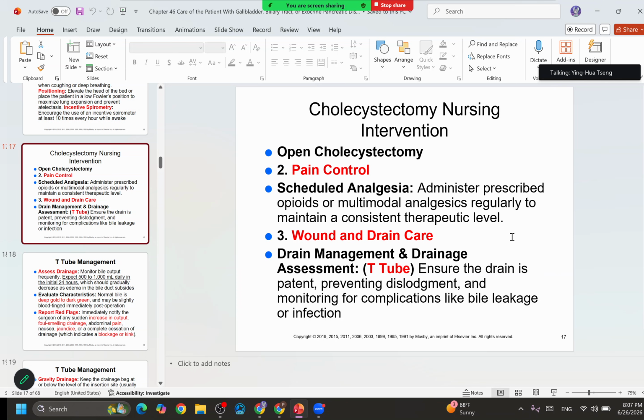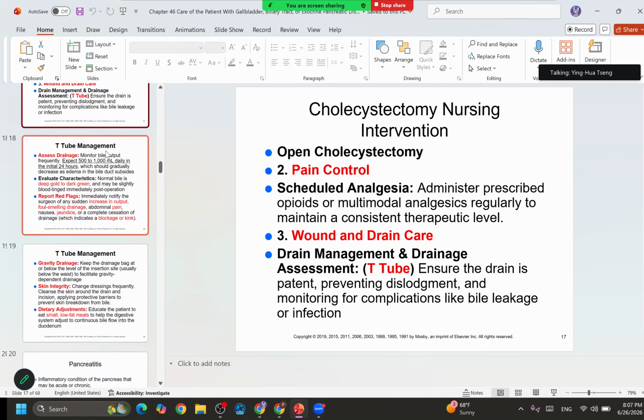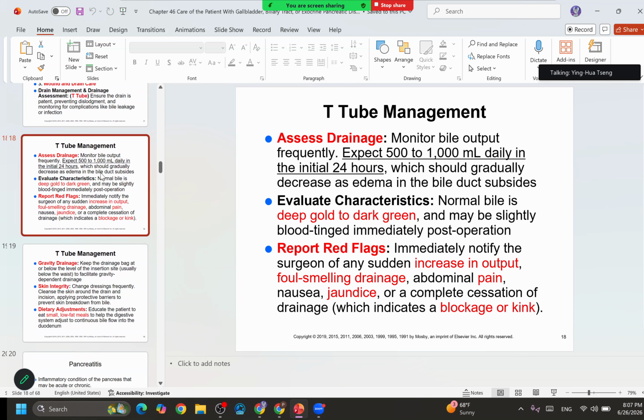All right, wound and drain care. The important thing here is the T-tube. That's why NCLEX is still asking lots of T-tube questions, so these two slides are made for you. T-tube management: first, assess the drainage. Expect 500 to 1,000 mL daily of bile. It is normal bile daily, not blue. If the color is blue, 500 is too much, and you need to let the doctor know.